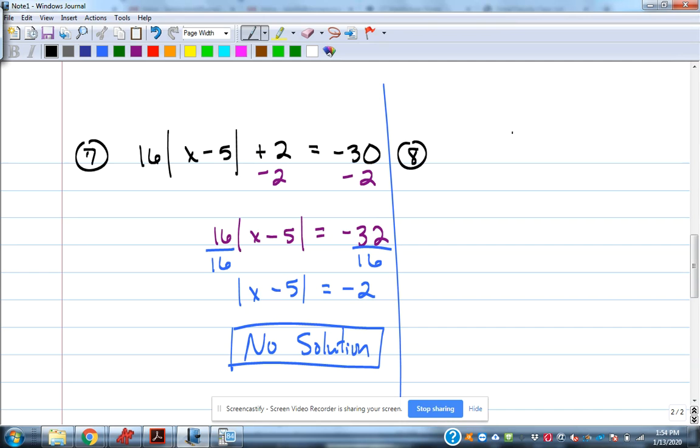Let's look at a kind of weird looking one. Absolute value of x minus 10, big fraction bar, over negative 2 is equal to negative 6.